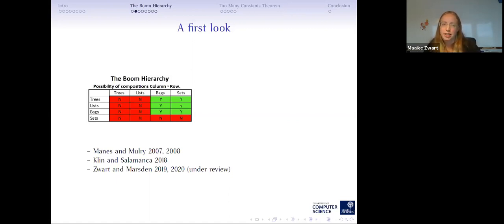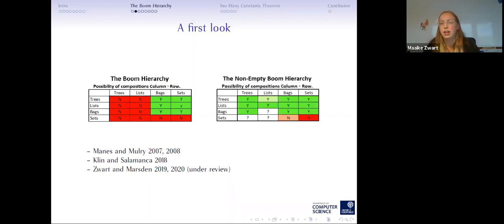So let's look at the non-empty versions of these monads, where I ignore the unit equations and I throw out the constant from the signature. Well, then suddenly it looks a lot better. Here we still have all these beautiful monads that compose by Manes and Mulry. This is also Manes and Mulry's result from their 2008 paper.